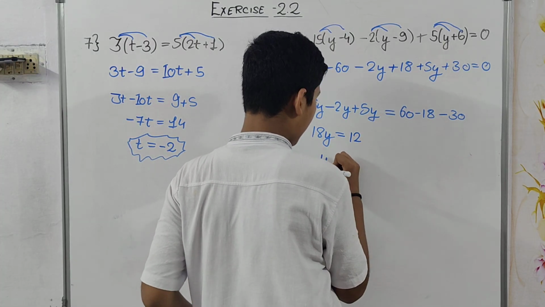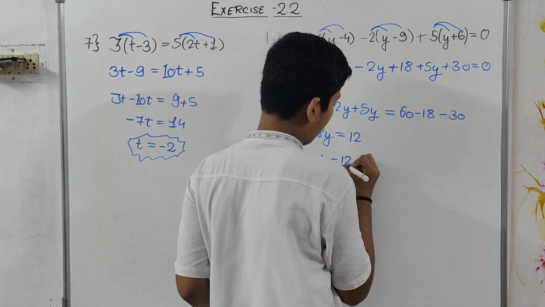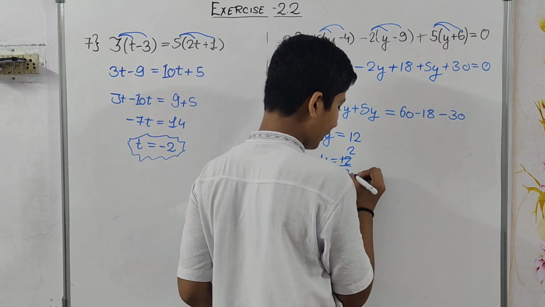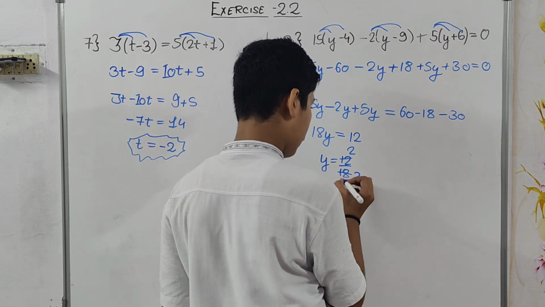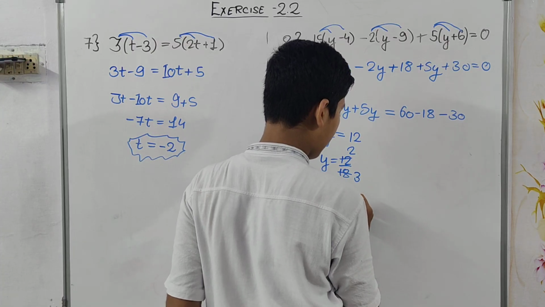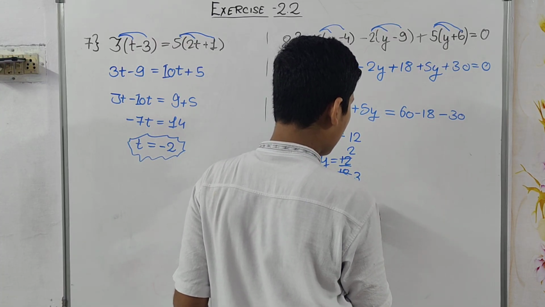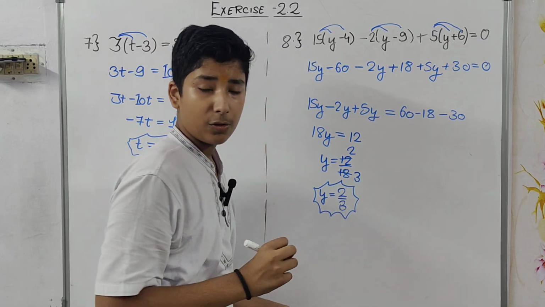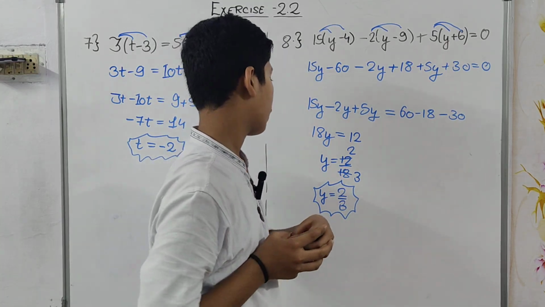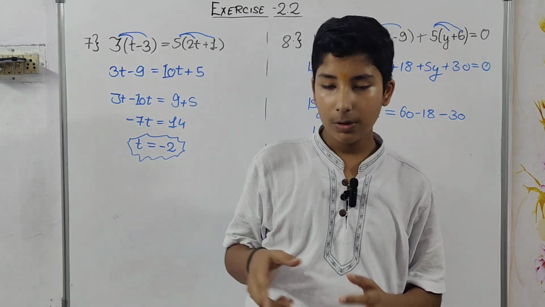Yes. So y will be 12 upon 18. 12 upon 18, 6 2s are 12, 6 3s are 18. Okay. So 2 upon 3. y will be 2 divided by 3. If you want to write it in decimals, you can write it as 0.66 or 0.6 bar. Okay, this question also finished.